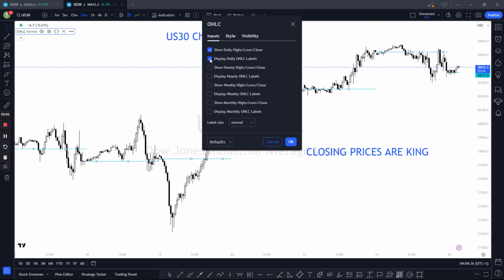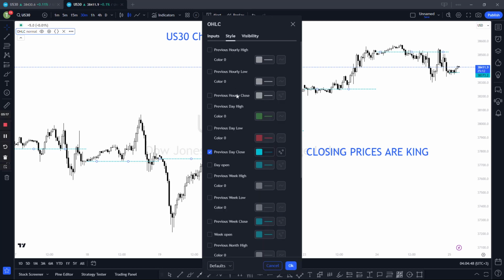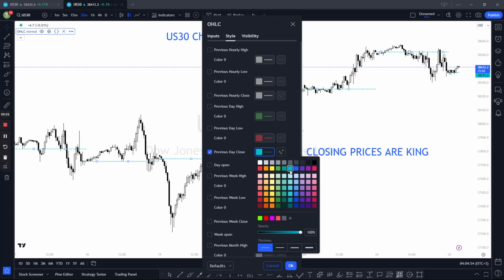So ultimately, we want to show daily high, open, low, close. We just need that one for the time being because we're going to be working with daily closing prices. That's going to be a core concept with US30. And we're going to select previous daily closing price. I like this color in particular for my closing price. It just works for me.